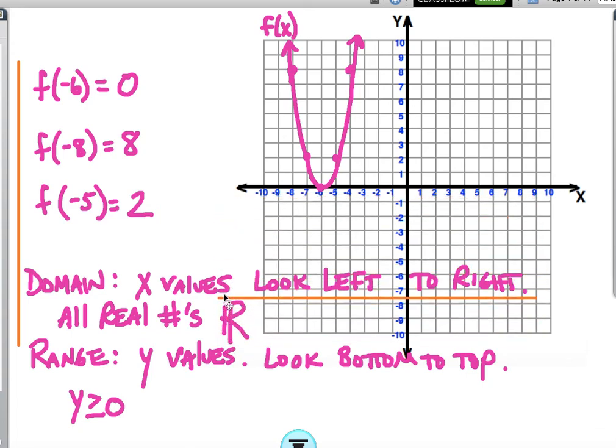And again, on this problem, there was nothing until we hit this y value right here of 0, and then it was everything above that. So it can be 0 and above. So that's why this range was y greater than or equal to 0. So we're going to practice this function notation, and we're going to practice some domain and range.